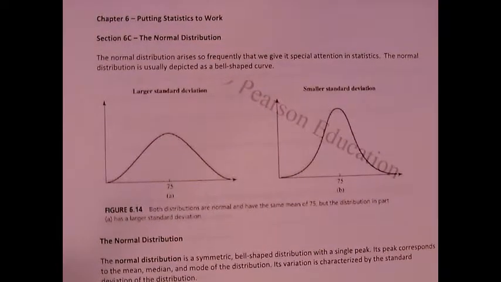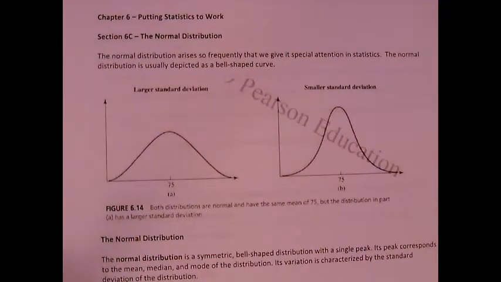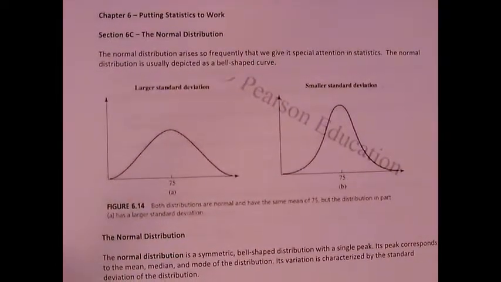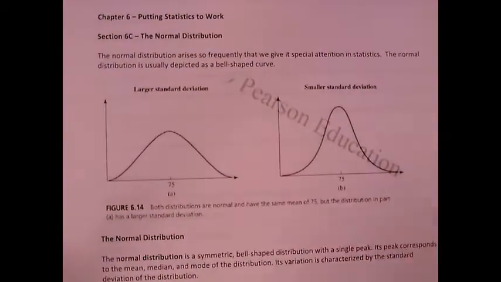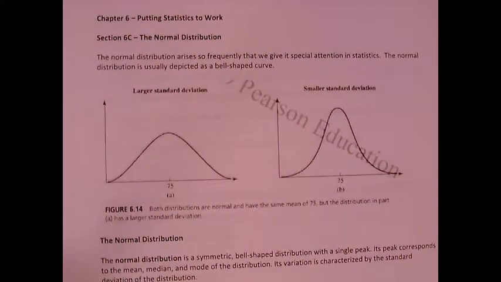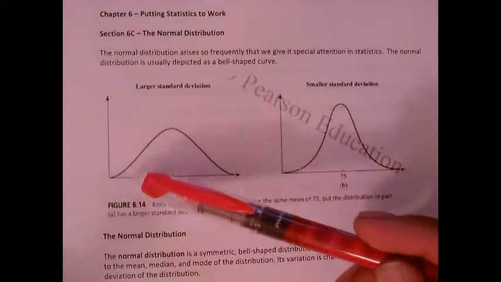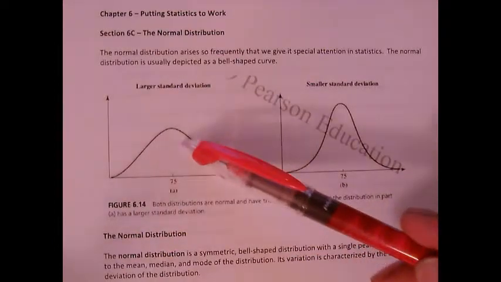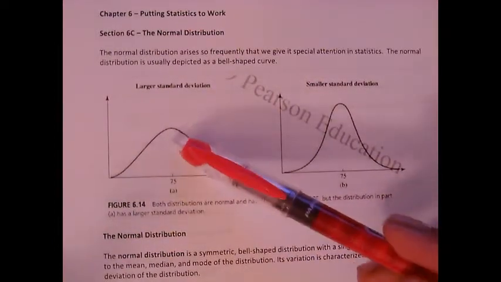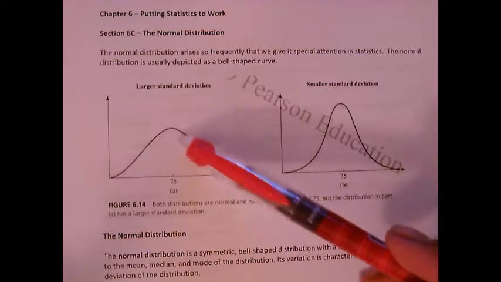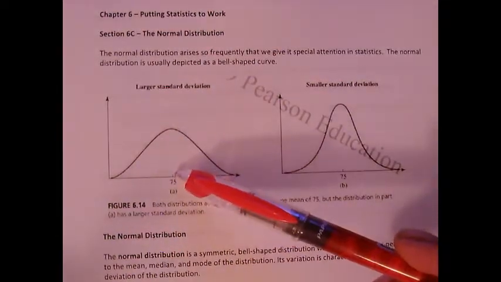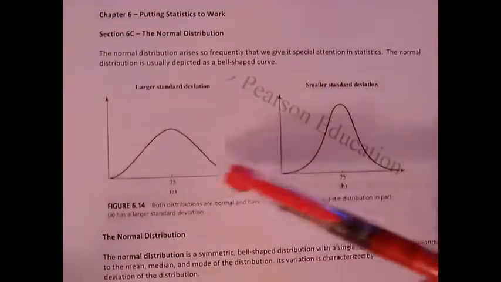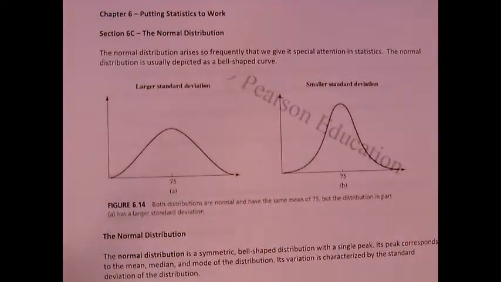attention in statistics. The normal distribution is usually depicted as a bell-shaped curve. And as you can see, we do have two examples of what the bell-shaped curve looks like. Here, this bell-shaped curve has a larger standard deviation. As you can see, the hump is shorter. That means the spread of the data is wider.